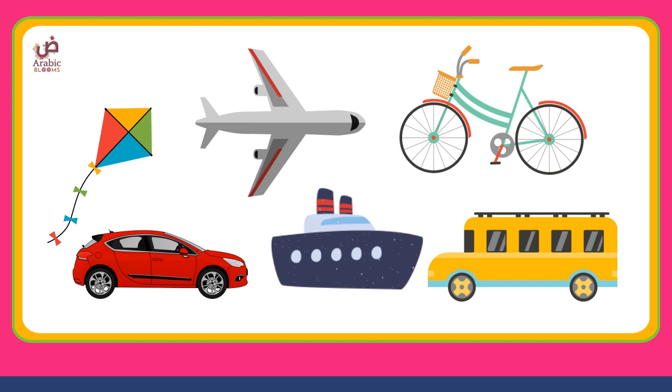Now these are all feminine words. That's why we used هذه, not هذا. If one of them was masculine word, I would say ما هذا. But دراجة, طائرة, طائرة ورقية, حافلة, سفينة, سيارة, they're all feminine words.